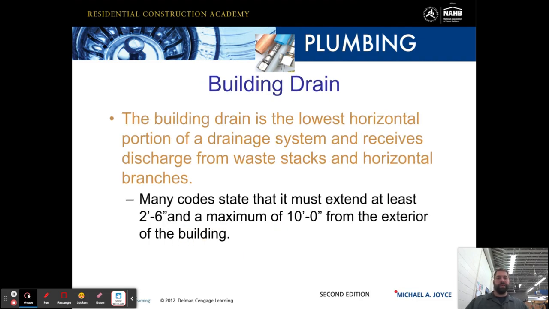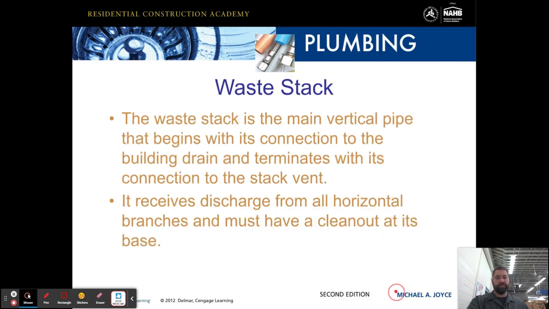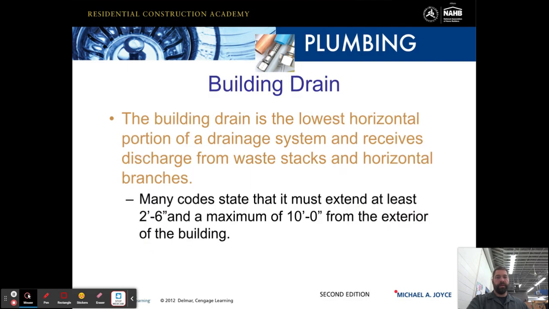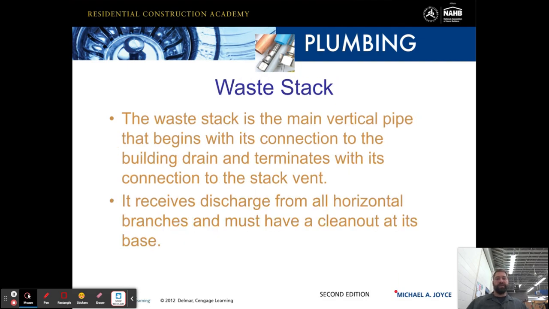The building drain is the lowest horizontal portion of a drainage system and receives discharge from waste stacks and horizontal branches. Many codes dictate that it must extend at least 2'6" and a maximum of 10 feet 0 inches from the exterior of a building. The waste stack is the main vertical pipe that begins with its connection to the building drain and terminates with the connection to the stack vent. It receives discharge from all horizontal branches and must have a cleanout at its base.